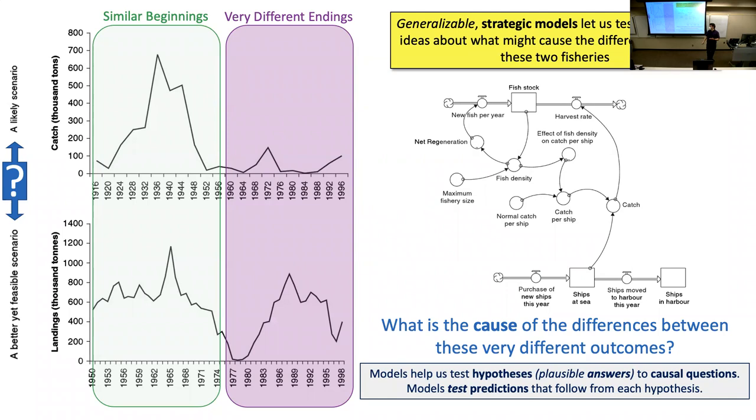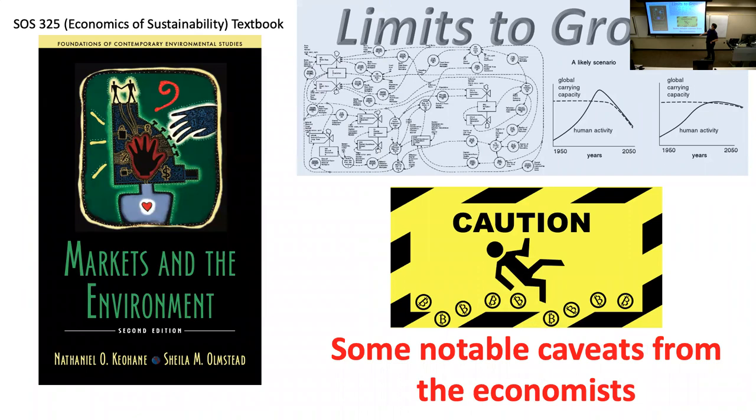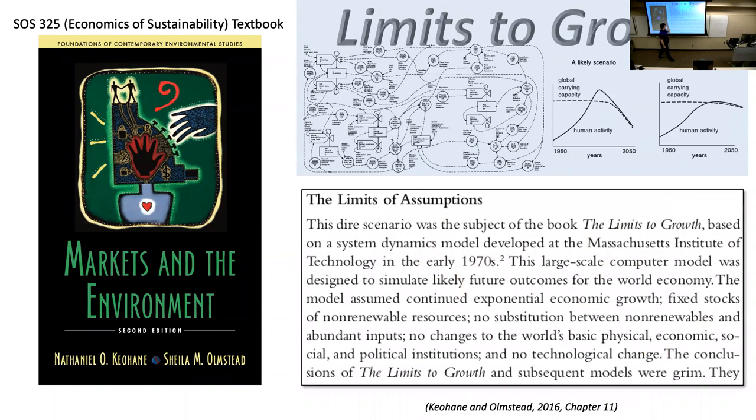Now, the caution that I want to give you here is that a lot of people don't like Forrester's limits to growth model, economists in particular. We talk about this in 325. When I teach 325, and I think other faculty do too, this is the textbook we use, Markets and the Environment. In this K&O textbook, they have a whole section devoted to limits to growth, and they talk about how one of the downsides to Forrester's model is the assumptions: garbage in, garbage out. They call it the limits of assumptions, that's their way of saying garbage in, garbage out.